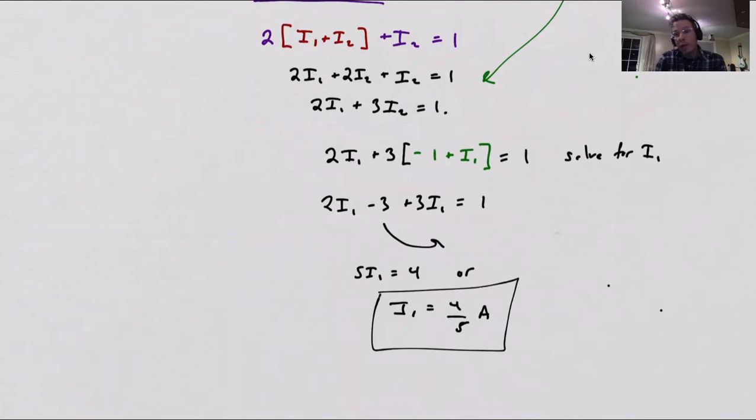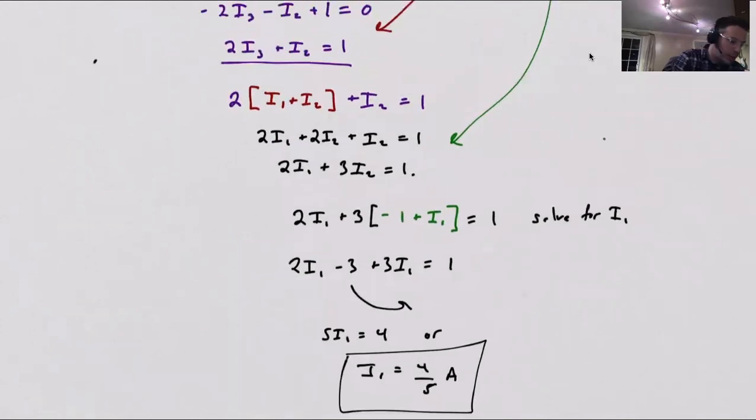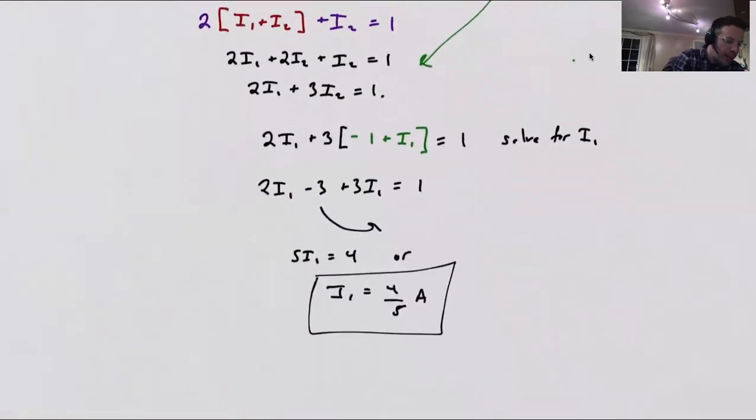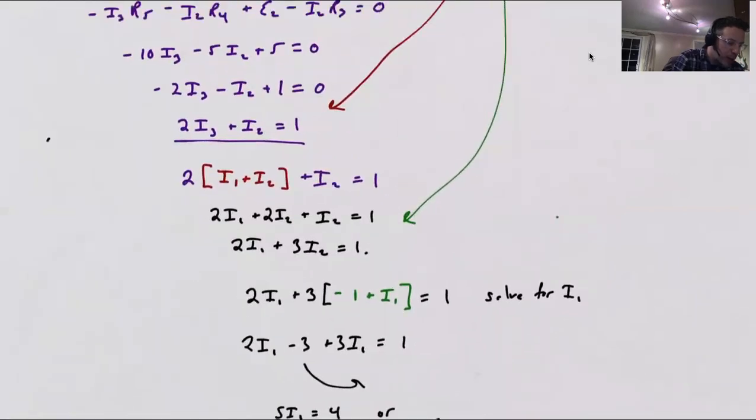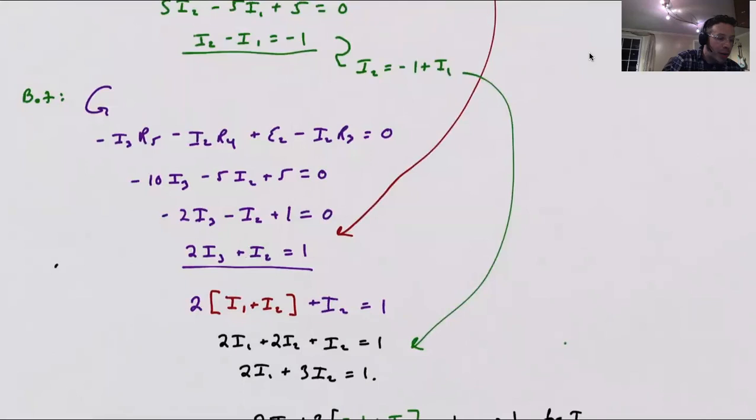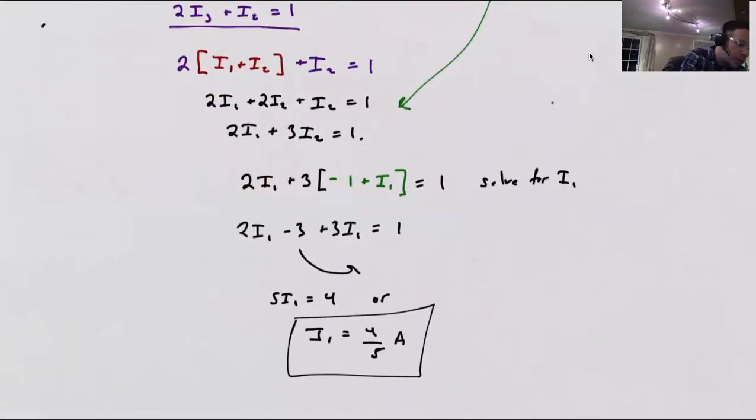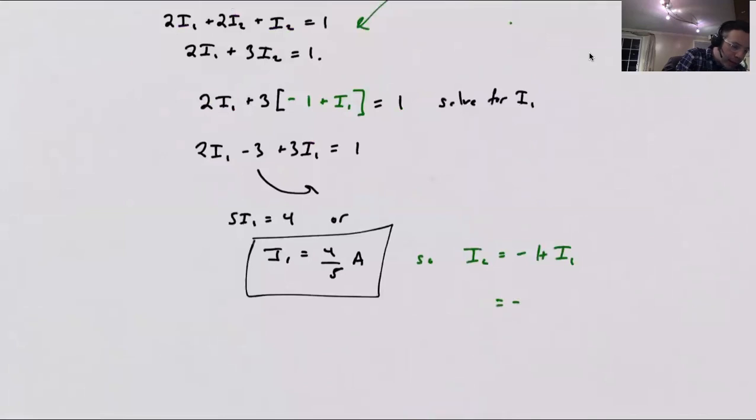And so we did it. We have our first current I1, and we know that since I1 is related to I2 and I3, once we have I1, we can back substitute to get the other two. Let's do that. If I1 is 4/5 of an amp, we can right away see that I2, from the substitution in green, remember, was -1 plus I1, which is the same as -1 plus 4/5, which is also known as -5/5 plus 4/5, which is -1/5.